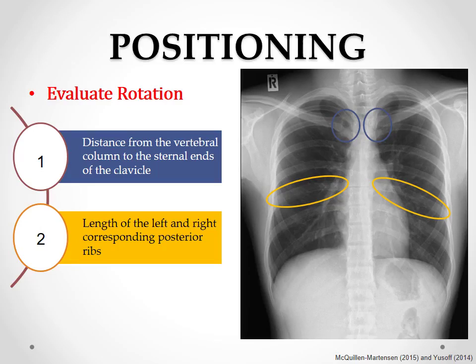Secondly, we can measure the length of the left and right corresponding posterior ribs. The side that demonstrates the shortest posterior rib length represents the side of the chest that is positioned closest to the IR. If there is presence of rotation, we need to improve the patient's positioning by rotating the patient toward the opposite side until the MSP is perpendicular to the IR.